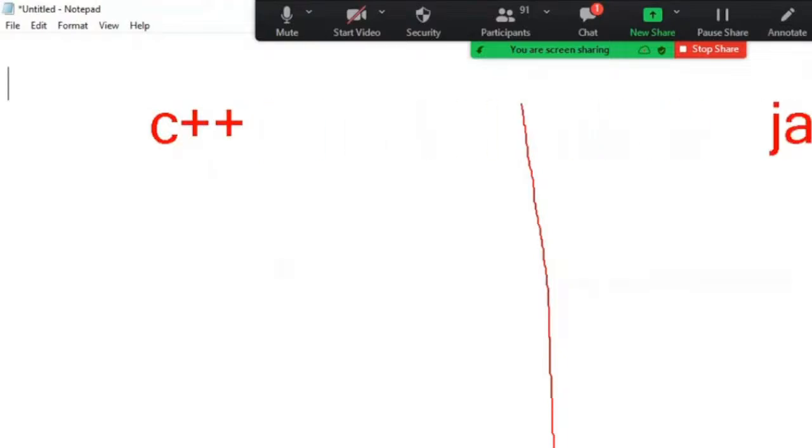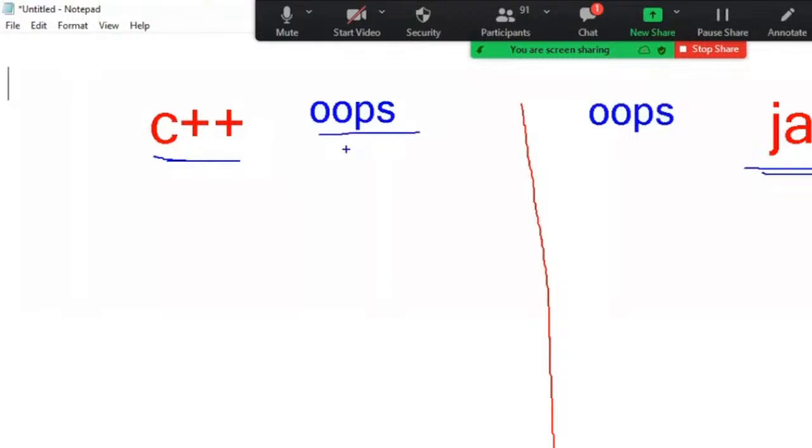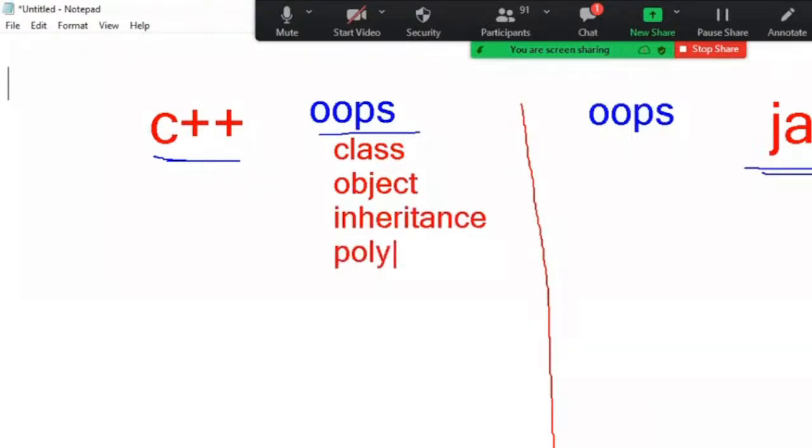For example, for computer students, C++ is a language and also Java is a language. These are two popular object-oriented languages. In object-oriented languages, some OOPS concepts are there, maybe object-oriented features. Here also OOPS concepts are there. Here also OOPS concepts are there. A class is a concept. Object is a concept. Inheritance is a concept. Observe here. Polymorphism is a concept. Maybe so many fellows have an idea.